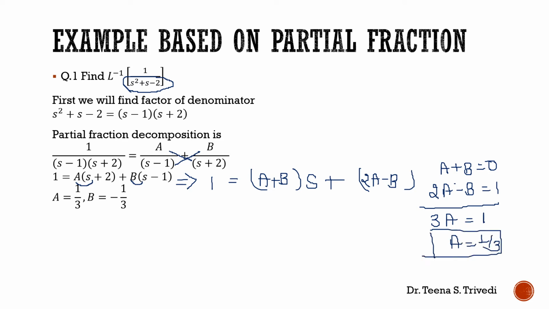Okay, so if a is equal to 1 by 3 and a plus b is equal to 0, then b is also minus 1 by 3. So this is one of the methods. By using this method, you can find the value of a and b.